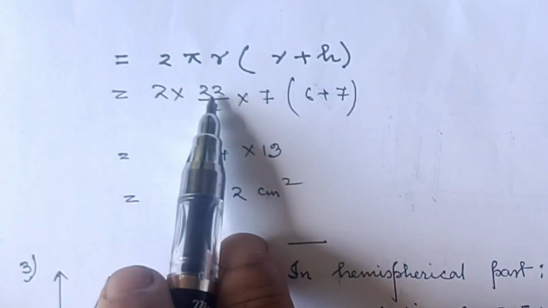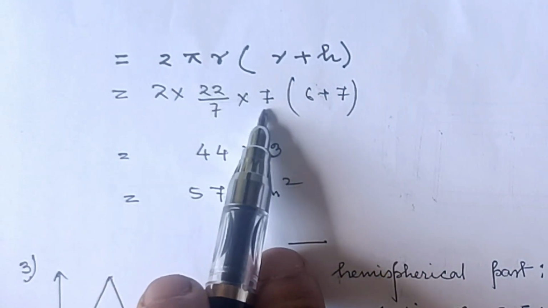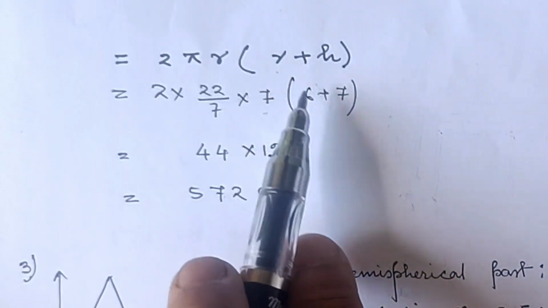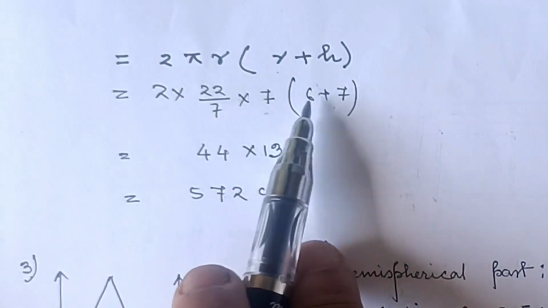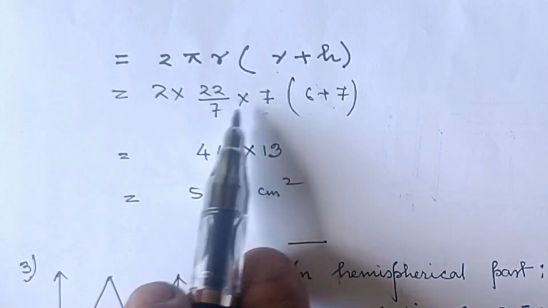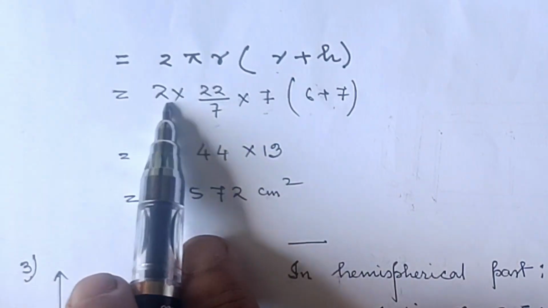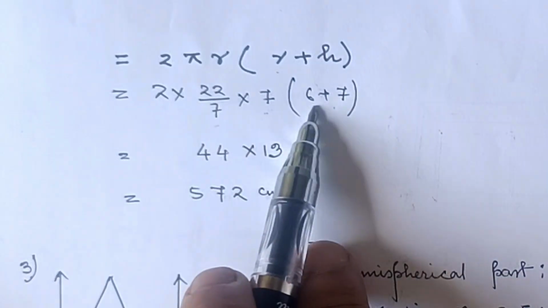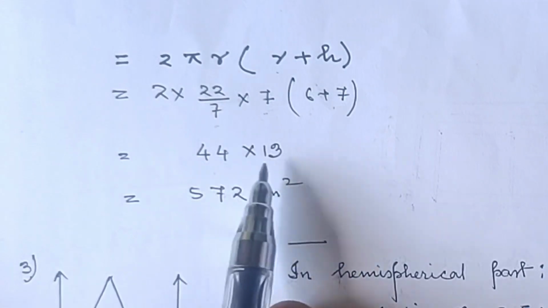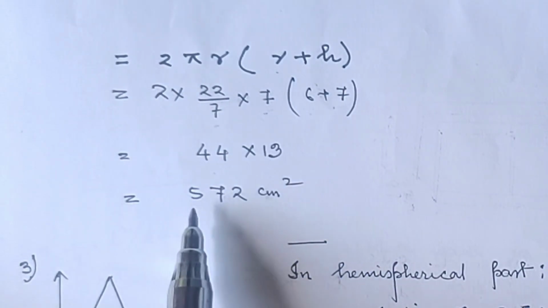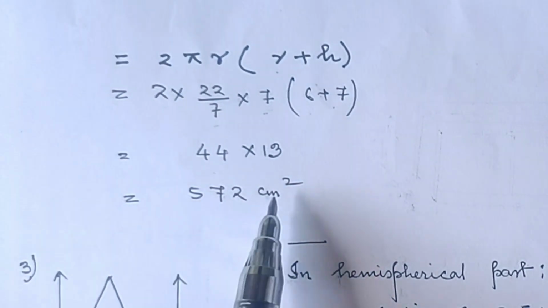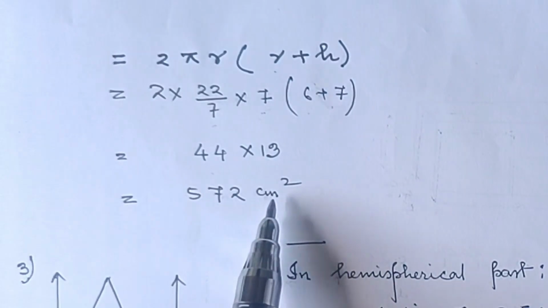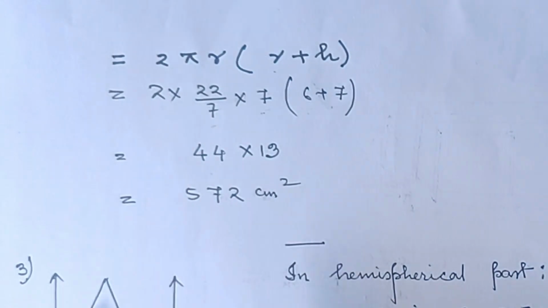Now 2 pi is 22 by 7. Radius we already know is 7. Radius is 7. Height is 6. You can write 7 plus 6 also. This 7 and this 7 can be cancelled. 2 into 22, 44. 6 plus 7, 13. 44 into 13 is 572. So 572 centimeter square is the total inner surface area of the vessel.